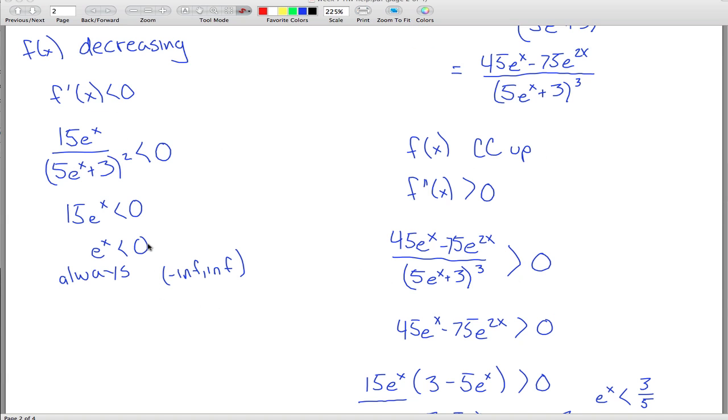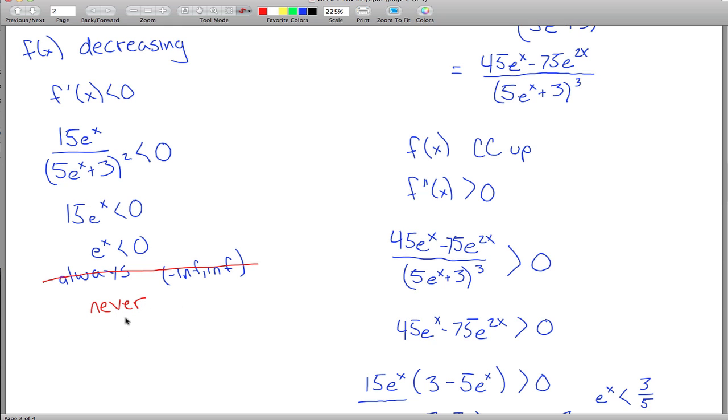One quick correction here. It looks like I have e to the x is less than 0, and then I said that that always happens. That is not true. e to the x is less than 0, that never happens, right? e to the x is always positive. So e to the x less than 0 is never the case. So the answer here should be never.